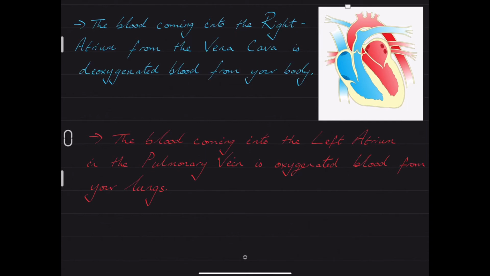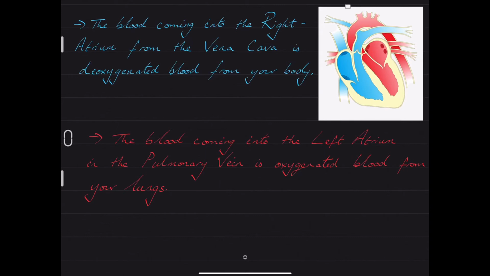Now, staying with the atriums, we've looked at the right atrium. Now, the left atrium: the blood coming into the left atrium is via the pulmonary vein, and it is oxygenated blood from the lungs.